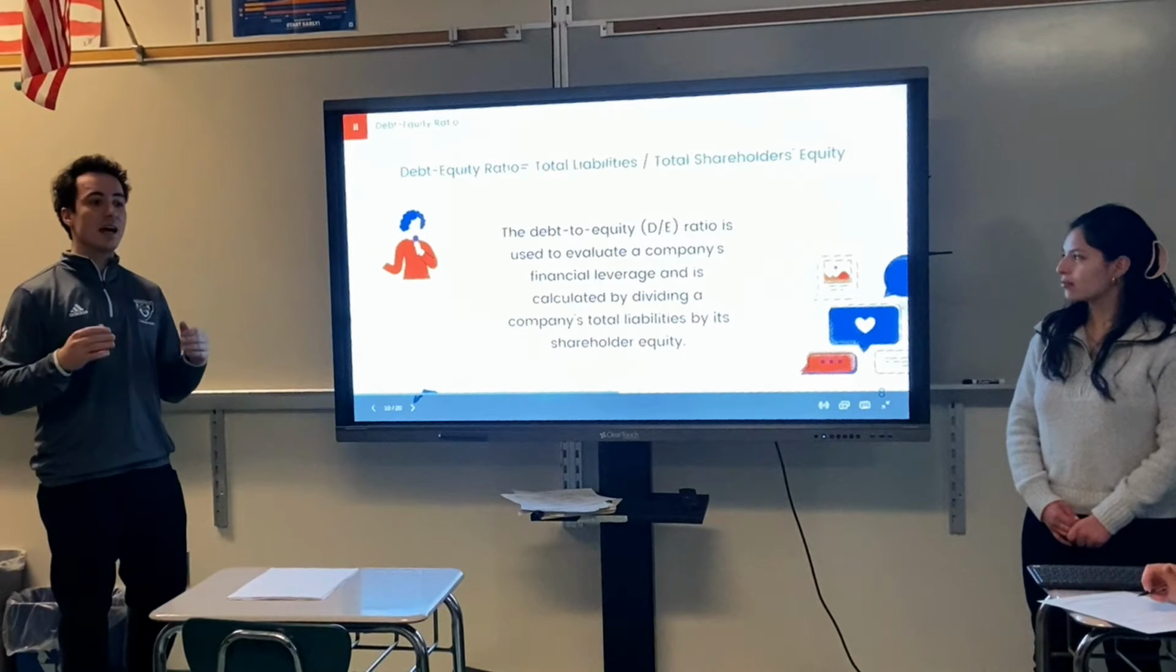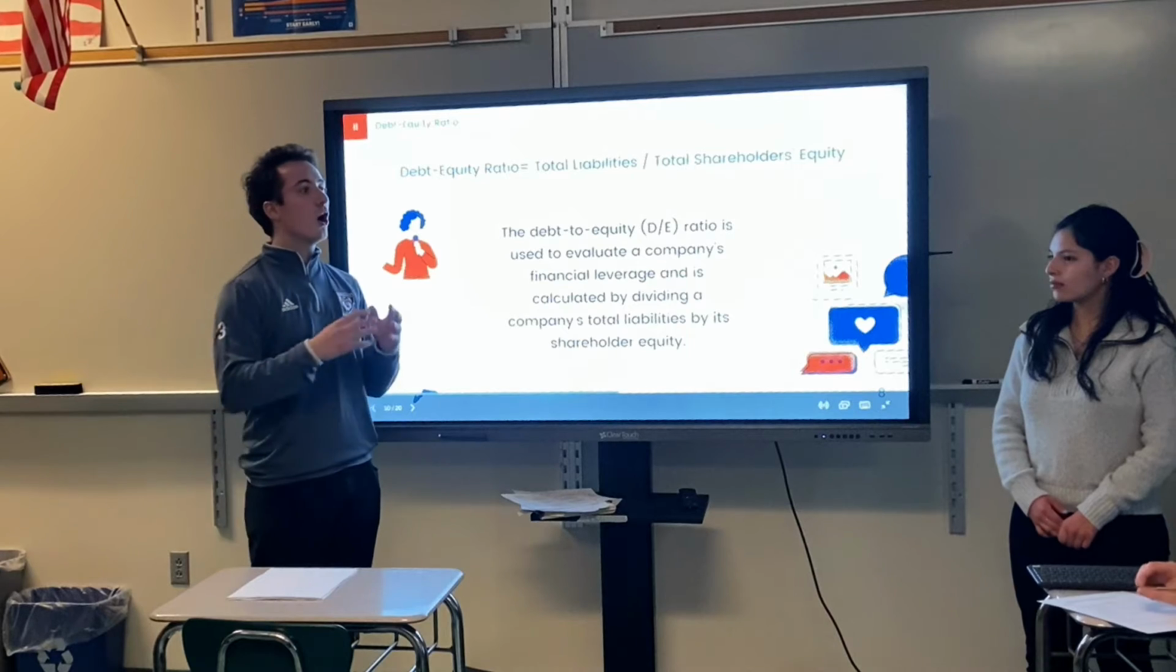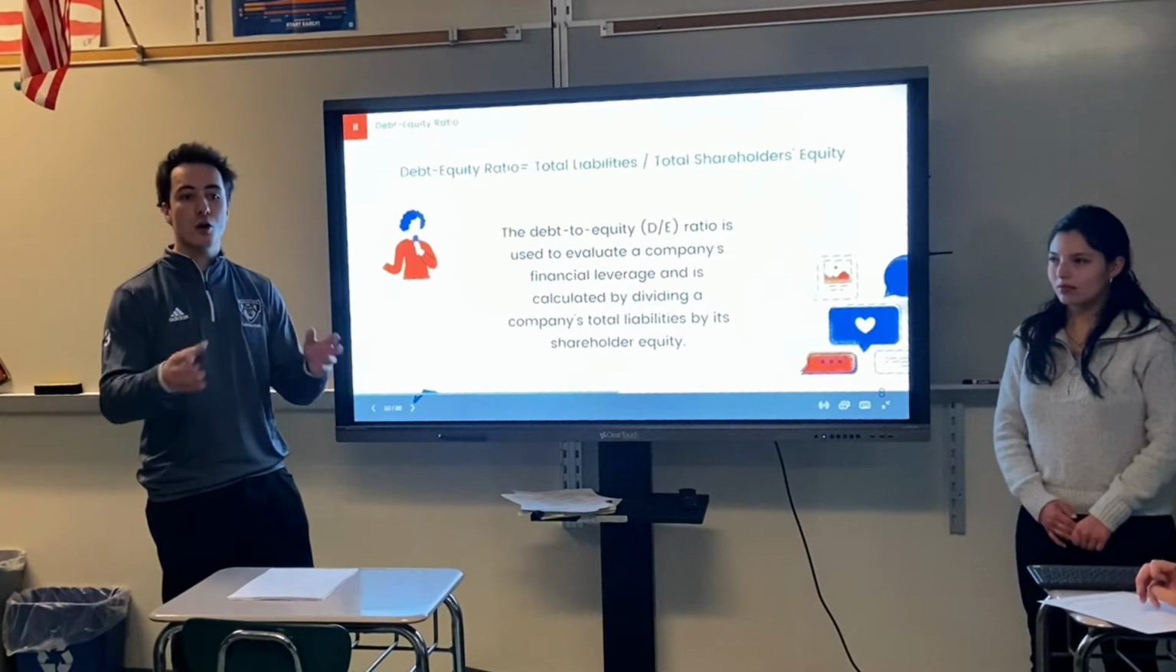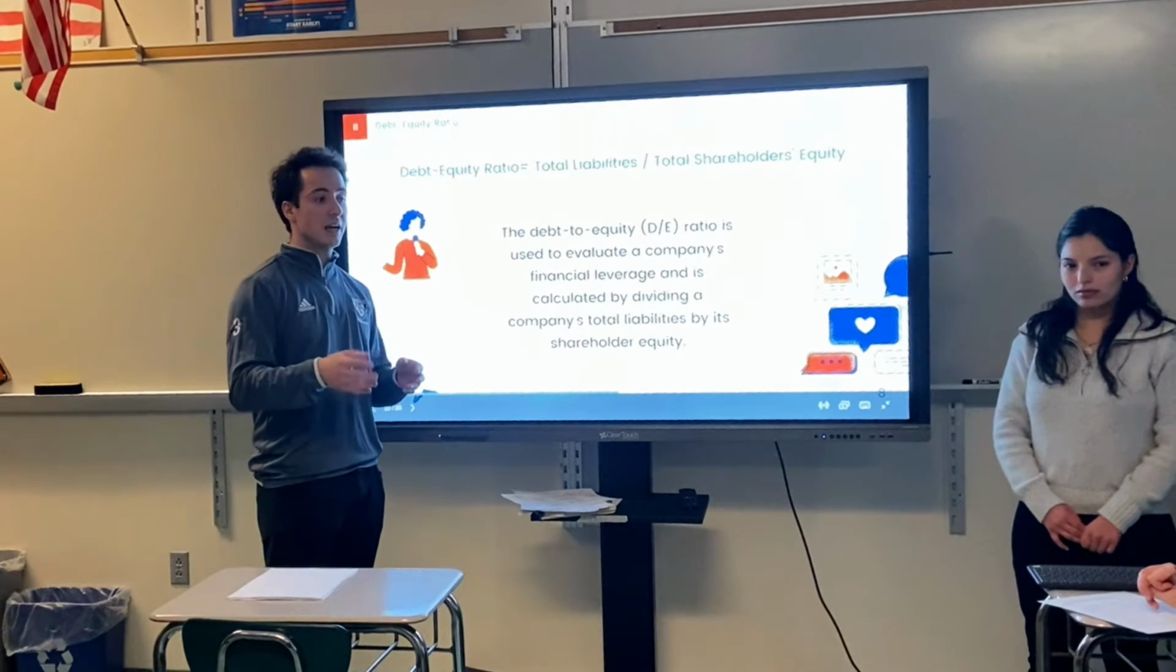So when we look at debt equity ratio, what we're doing is we're taking total liabilities. That is all the money that we owe, for example, loans. That's an easy way to think about it. And then we're dividing that by the total shareholders' equity.